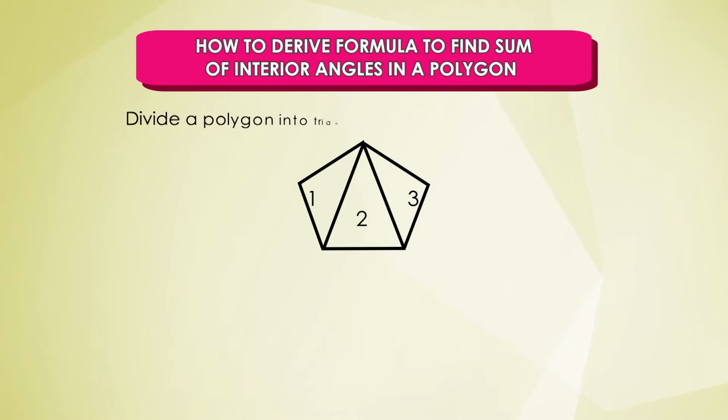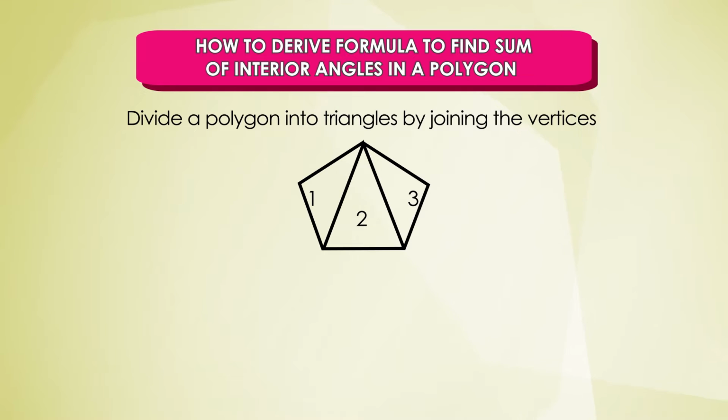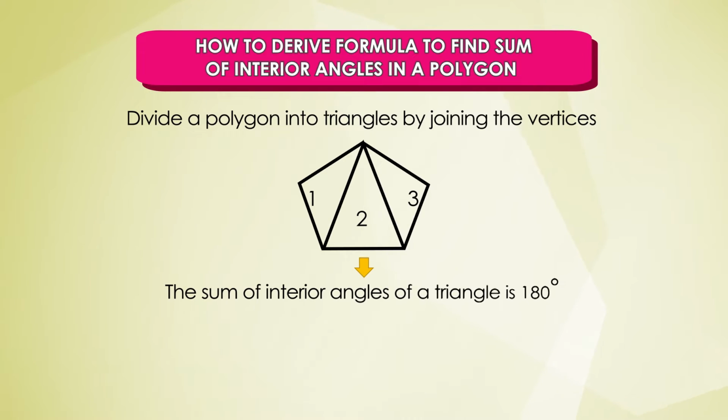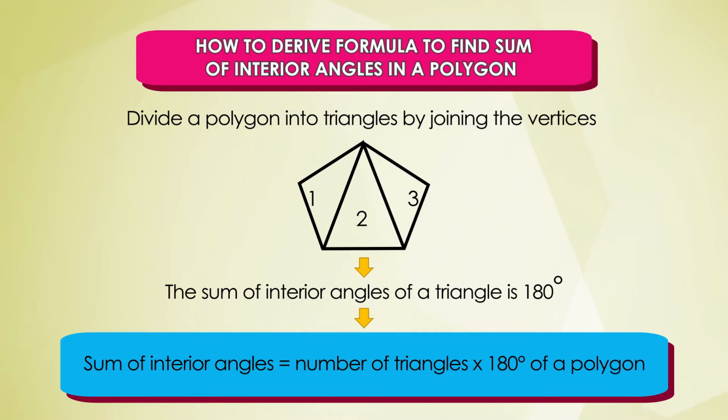First, we need to divide the polygon into triangles by joining one vertex to all the other vertices. Knowing that the sum of the interior angles of a triangle is 180 degrees, the sum of interior angles of a polygon should be the number of triangles we draw by joining the vertices times 180 degrees.